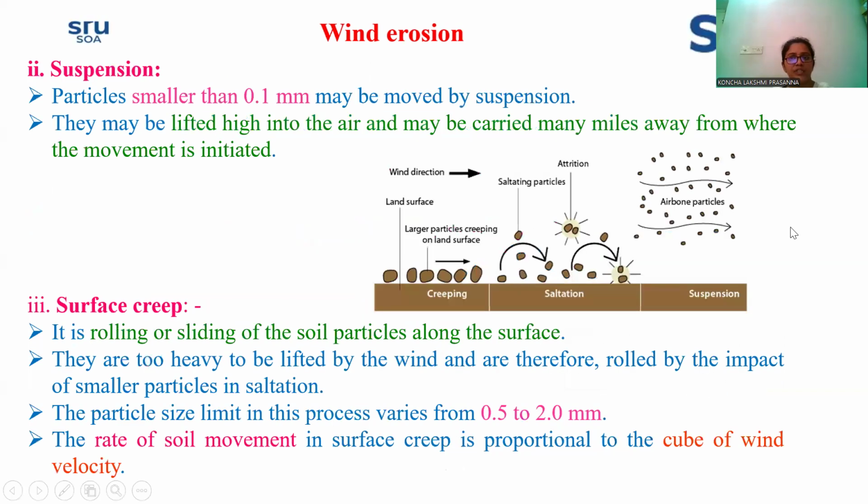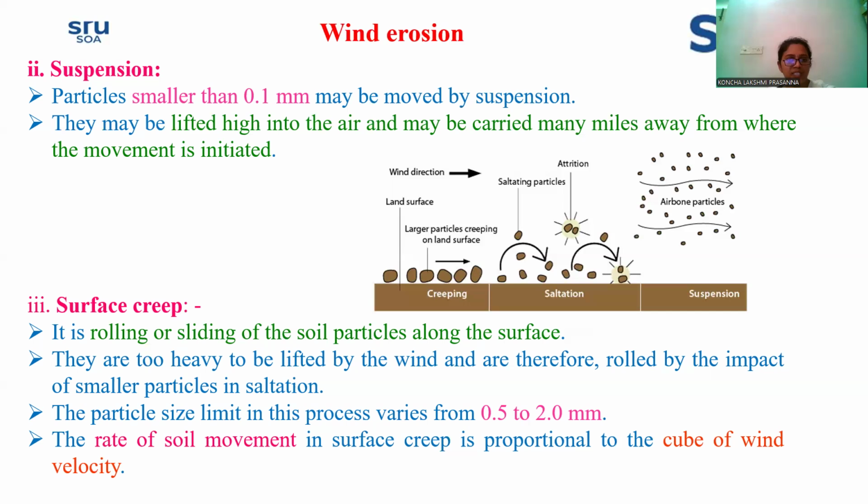Next is suspension. Here the particle size is smaller than 0.1 mm. As the particle size is very small, the soil particles are lifted high into the air, which may be carried through many miles. As the particle size is less than 0.1 mm, the particles are carried into the air for many miles when the wind movement is initiated. So that is suspension.